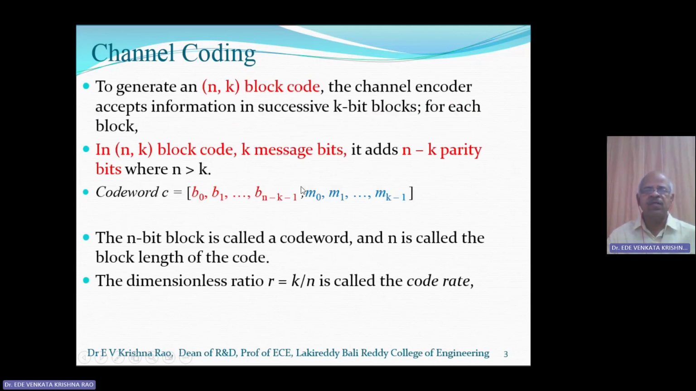We transmit message bits in digital transmission. There are k message bits, and we transmit them in a channel as an n-bit code word by adding some parity bits. How many parity bits are added? n minus k bits are added to the k message bits. So this is one code word as a block code.